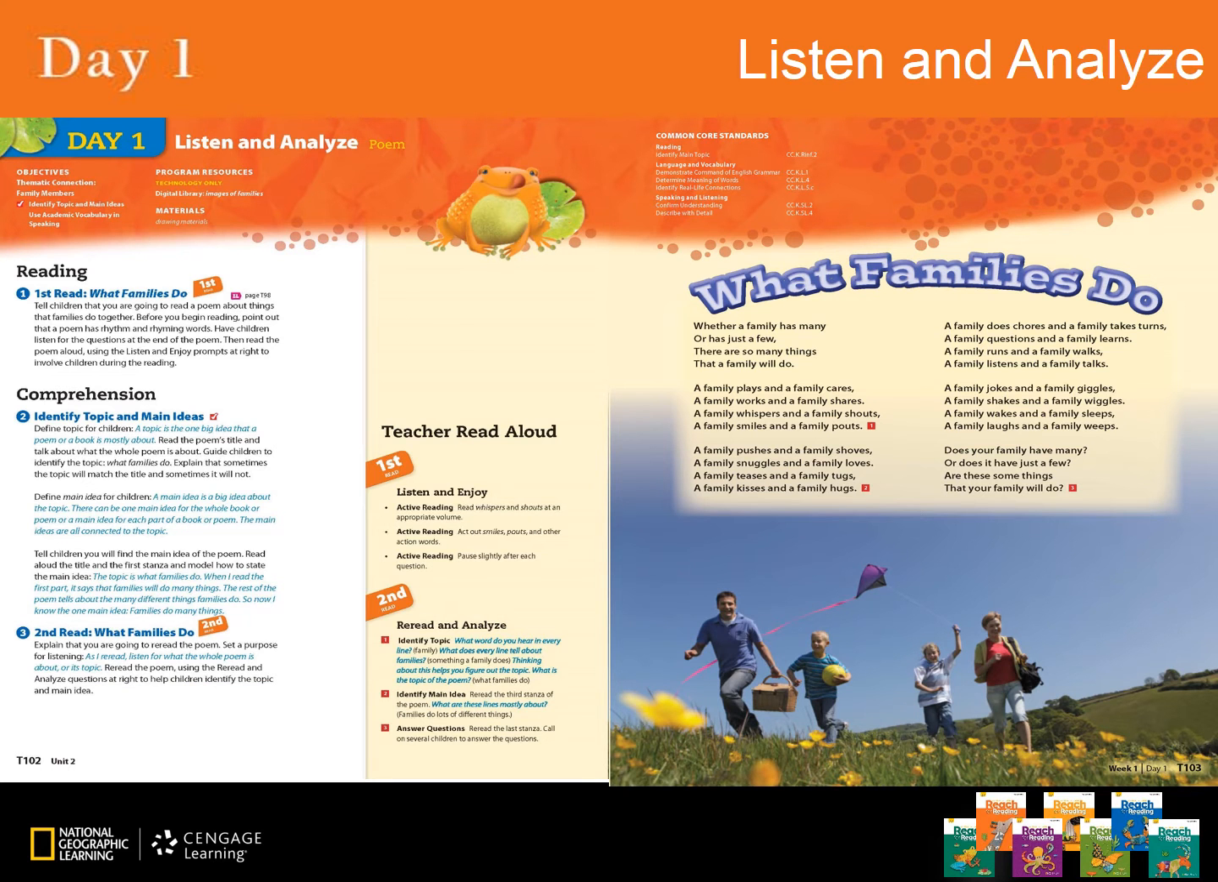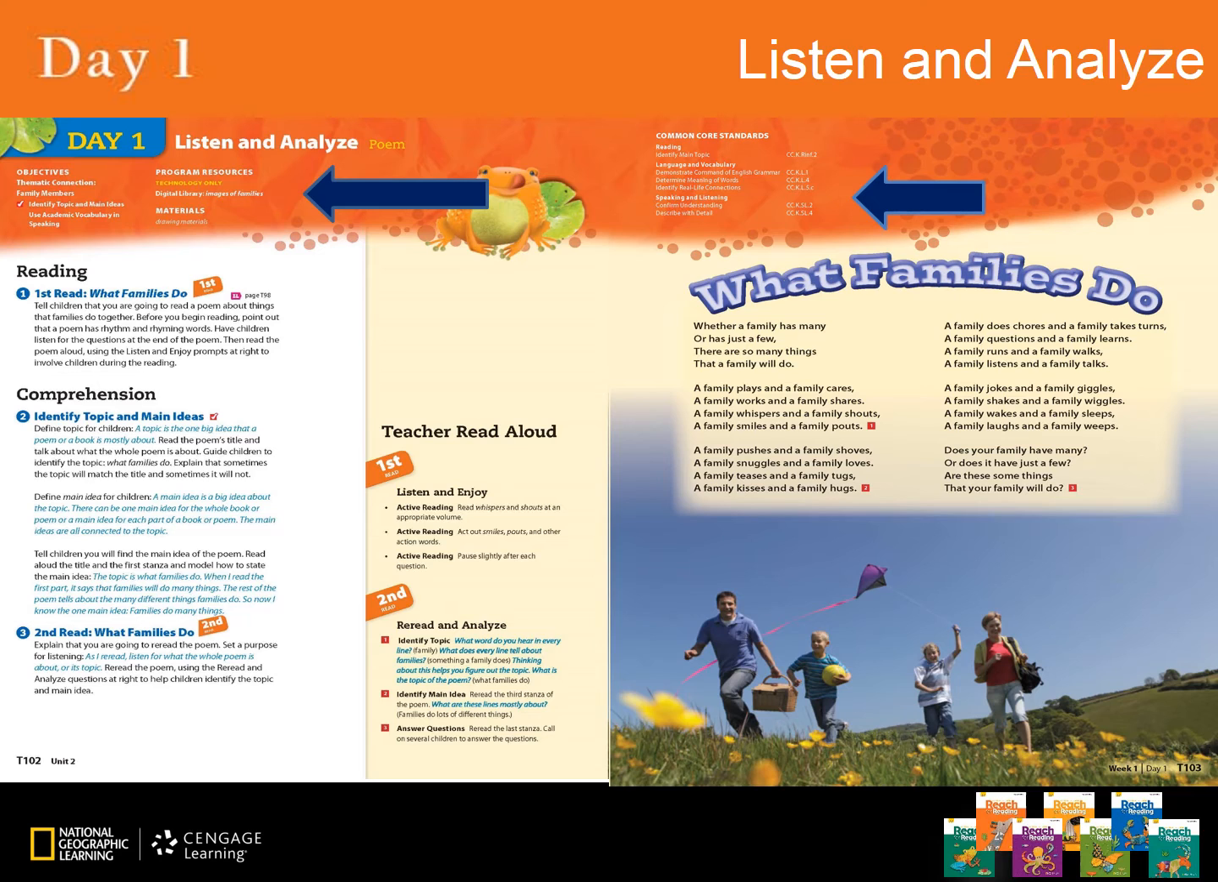The next part in the kindergarten Reach for Reading instructional path is for the students to listen and analyze a read aloud. Notice the objectives box, program resources and materials on the left top side of the Teacher's Edition page, and Common Core standards across the top of the right page.